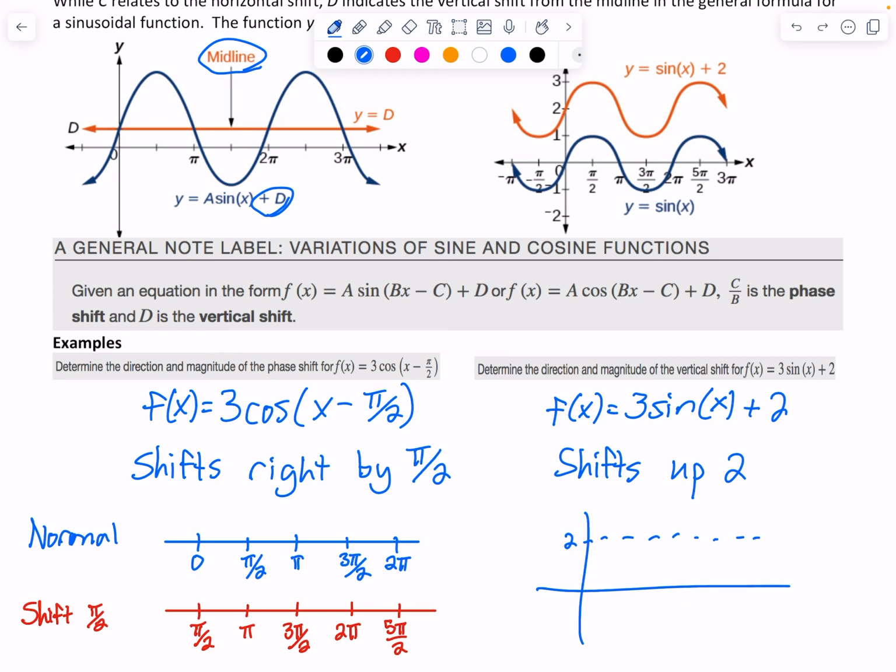All right, so that's all they wanted for that one. This is how we determine shifts. Just like from the functions, parabolas, and everything in PreCalc 1, the numbers are the same way. They're just going to apply a little differently.